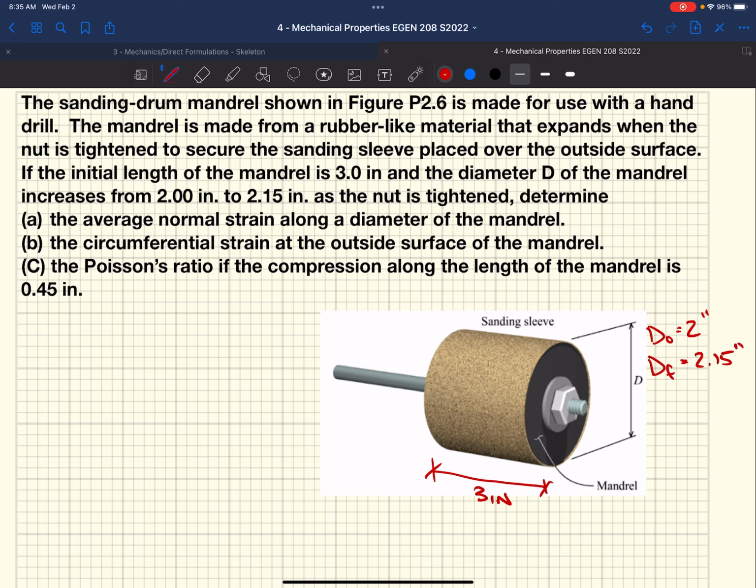If anyone's used a Dremel, I know you guys are out there measuring that, right? Like, all right, I'm gonna just keep measuring it, make sure I get to 2.15 inches. That'll hold this sanding sleeve good enough, right?